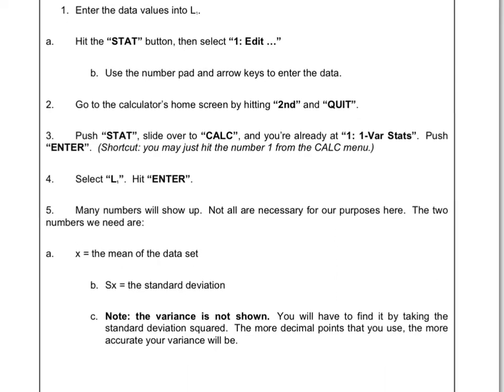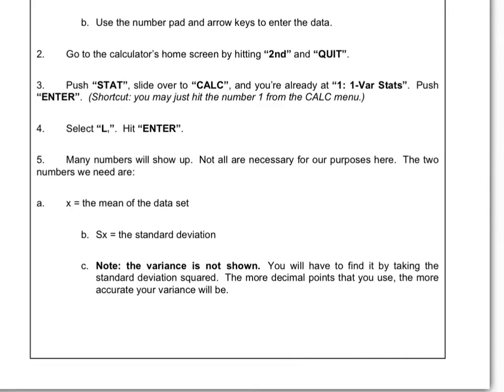One thing about both of these is that if you look here down at letter A, there should be a bar above the x. That's the mean. And I'll show you an example coming up. The s and the x here, that's the standard deviation on your calculator. The other thing is the variance. The variance is not shown on your calculator. You're going to have to find it by taking the standard deviation and squaring it.